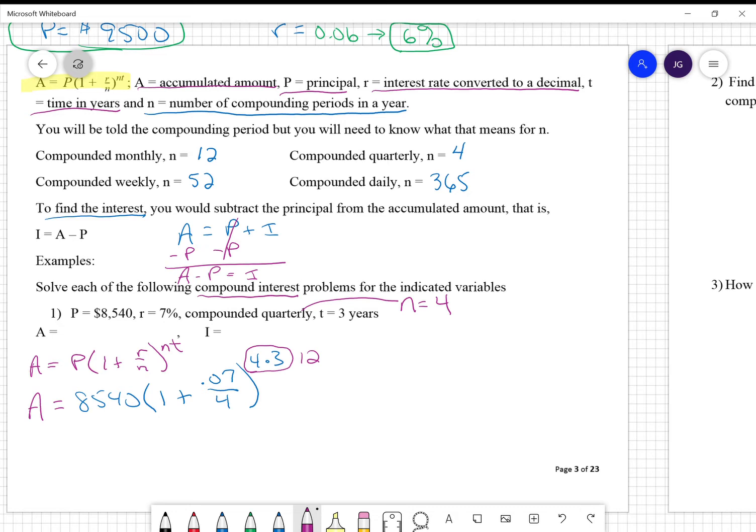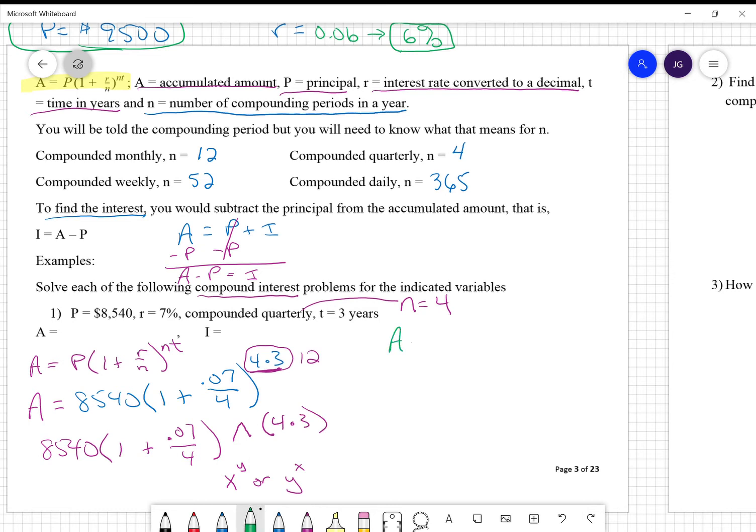So you have 8,540 parentheses 1 plus 0.07 divided by 4 parentheses. Then you have a power key. And it's different on different calculators. On mine, it's a caret key. It could be x to the y or y to the x. And then you put your power, which in this case is 12. If this multiplication is harder to do than 4 times 3, make sure you put parentheses in your power.